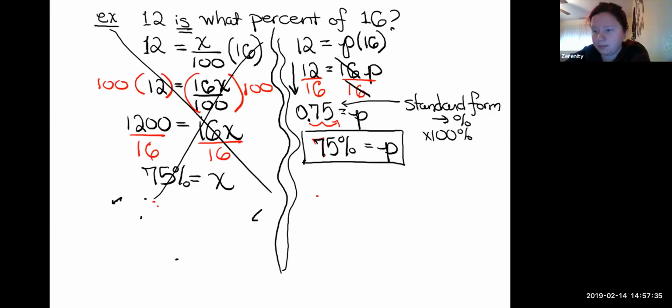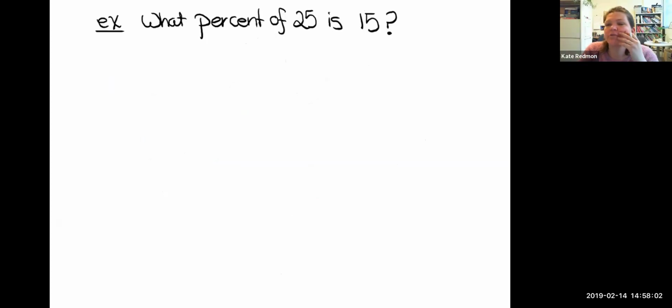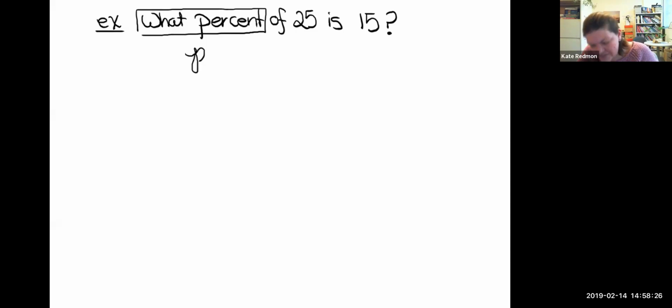Okay, so let's try now some more examples. Okay, so what percent of 25 is 15? We can directly translate this into an algebraic equation. I know it's an equation because the word is tells me we got that equal sign. So what percent of 25 is 15? Okay. Well, first I see what percent. And I told you that I was just going to use a P for percent to help me signal that I'm going to convert it to a percent at the end.